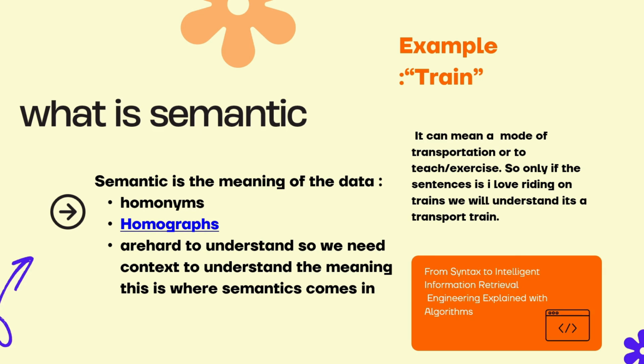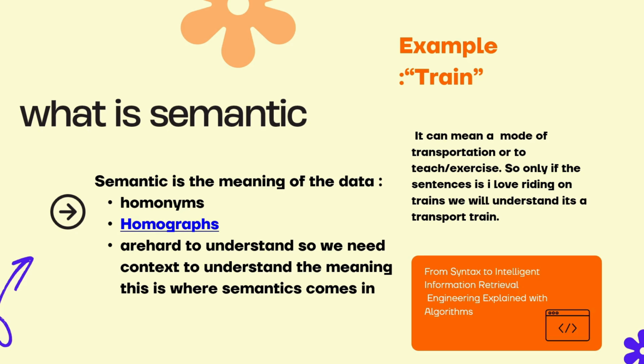So, if someone says, "I love riding on trains," we understand from the context that they are talking about transportation. But if someone says, "I train every day," it means practicing or exercising. This understanding of context is what semantics provides. Computers traditionally struggle with this because they only match keywords. That's why semantic understanding is important for improving search systems.